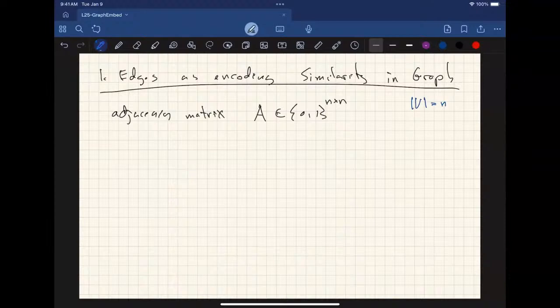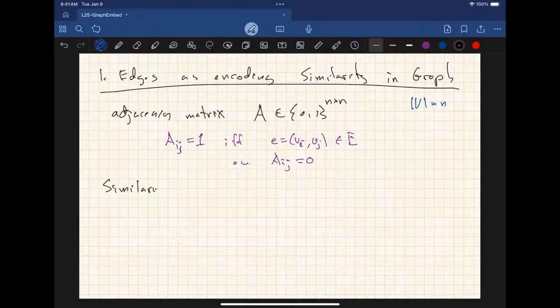And so where we have that a_ij is going to be equal to 1 if and only if there exists an edge between v_i and v_j in the edge set of the graph. Otherwise, a_ij is equal to 0. So this was the adjacency matrix. And so the first approach we could think about is to use this as a similarity matrix.